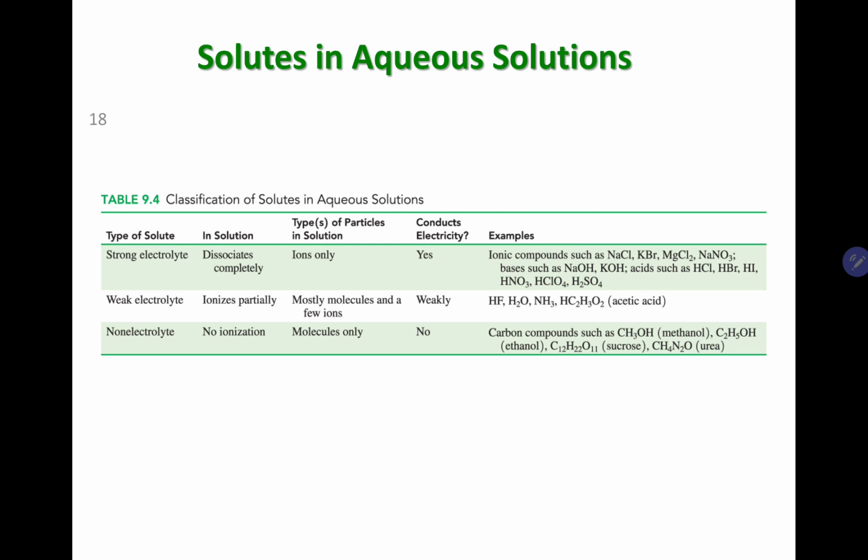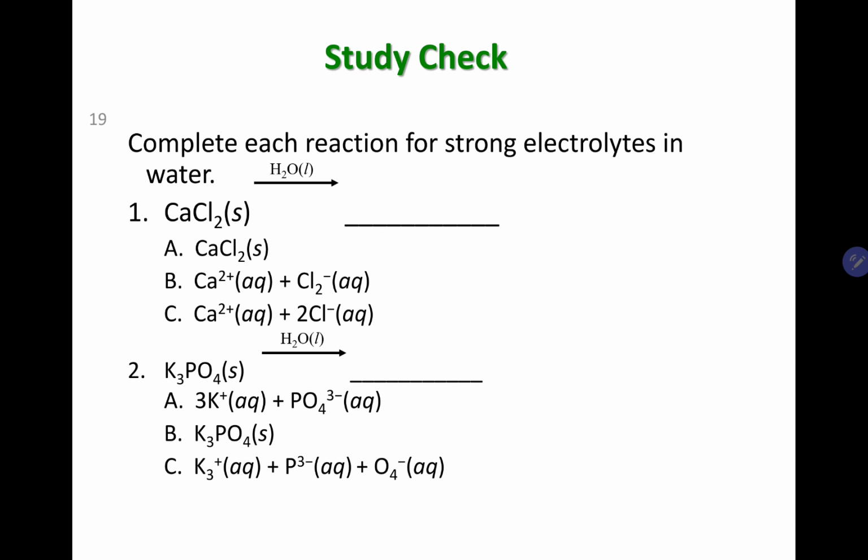Let's quickly do this study check. Complete each of the reactions for strong electrolytes in water. Try this by yourself first and then see if you could do it correctly. You have calcium chloride, which is a strong electrolyte, of course, and it will dissociate into a calcium ion and two chloride ions. So the correct answer will be C.